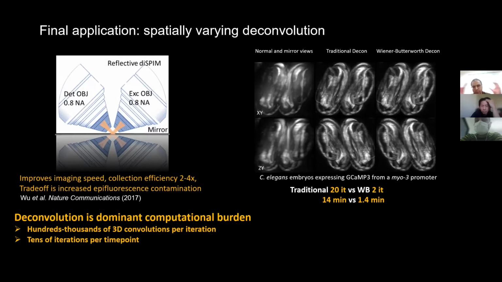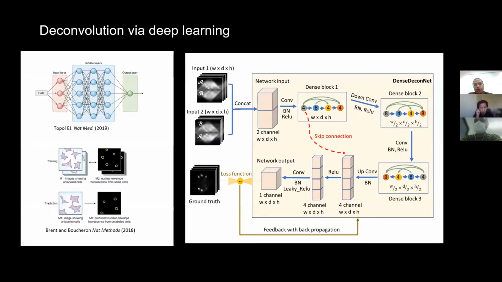So again, there is this mismatch between the computation and the acquisition. And using this Wiener-Butterworth trick that I mentioned, you can drive that down an order of magnitude, but it's still 90 seconds. So it still takes a lot more time to deconvolve than to acquire the data. And so we wanted to also try and speed up deconvolution in this case, this difficult spatially varying deconvolution case. And so we turned to deep learning to do this.